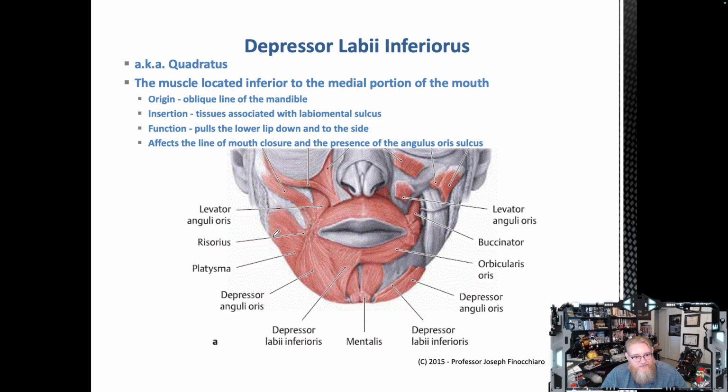You have the depressor labii inferioris, which is also known as a quadratus muscle. The muscle located inferior to the medial portion of the mouth. Its origin is the oblique line of the mandible. Its insertion is the tissues associated with the labiomental sulcus, and its function is to pull the lower lip down and to the side. It affects the line of mouth closure and the presence of the angulus oris sulcus.